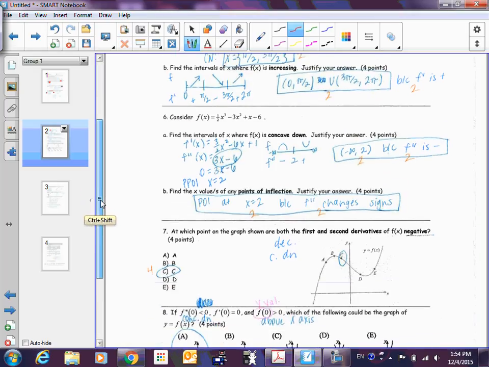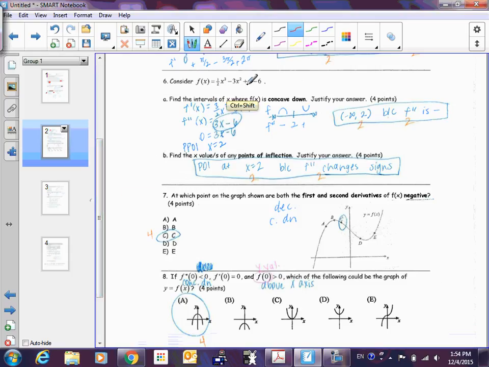All right, so number 6 was a polynomial, so no trig in this one. But this one did talk about concavity. You had to find the second derivative, which was 3x minus 6. Some of these fractions got the better of you. At this point in this class, if you find the derivative incorrectly, you can't get the rest of the problem right. So you have to be really careful about finding the derivative. That's why we spent so much time on it. And we'll get better at it still.